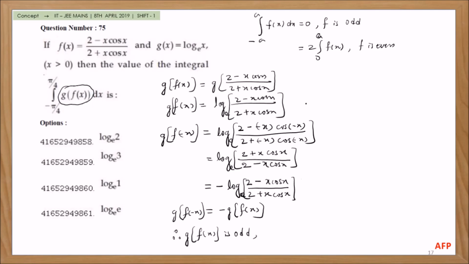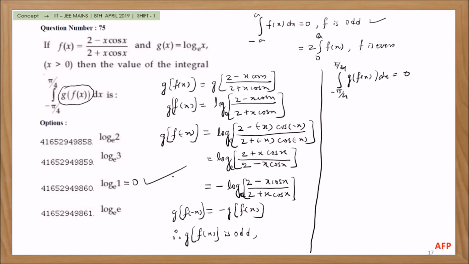So if it is an odd function, what can we write? The integral from minus pi by 4 to plus pi by 4 of g of f of x is equal to 0, according to this property. But in this, log of 2 to the base e has some value, log of 3 to the base e has some value, log of e to the base e is 1, log of 1 is 0. So option 3 it follows. Okay, this is the answer.